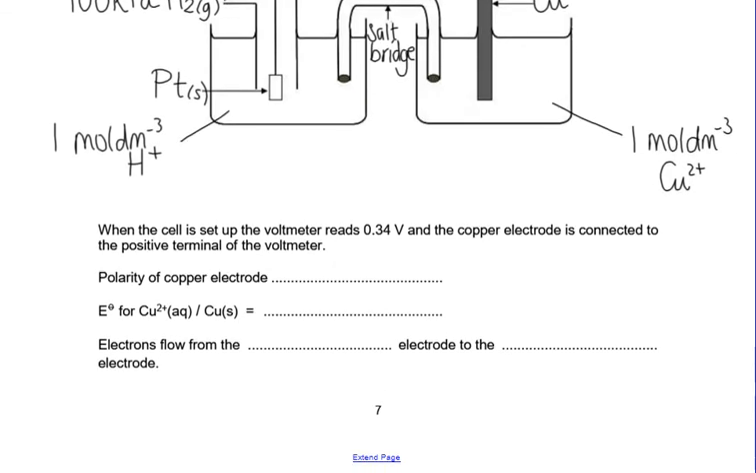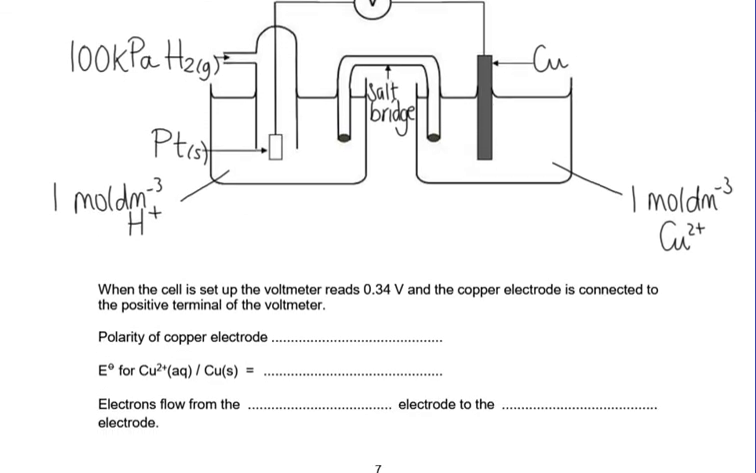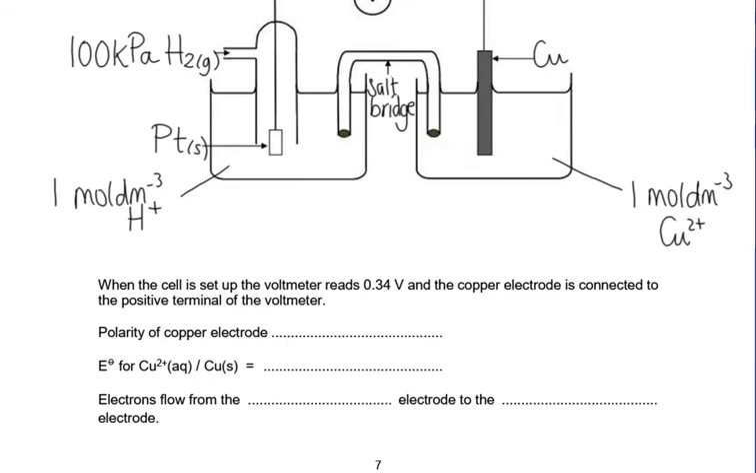When you set this up and you connect it to a voltmeter, so you set up all these beakers and you set up the hydrogen gas and you pump the hydrogen gas in, then the voltmeter reads 0.34 volts. And in order to ensure that that reading is positive and not negative, you have to have the copper connected to the red wire. So you see that whenever you're getting a positive reading, copper is connected to the positive terminal, which means that the copper is the positive electrode, because it's on the positive terminal. Therefore, we're reading 0.34 volts, therefore the voltage is 0.34 because the other one's 0.